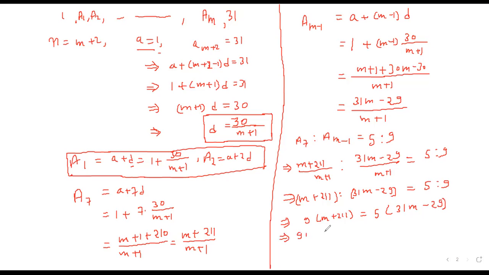It implies 9m plus 1899 equals 155m minus 145. And 155 minus 9 is 146, so 146m equals 1899 plus 145, which becomes 2044. So what will be the value of m? 2044 upon 146.